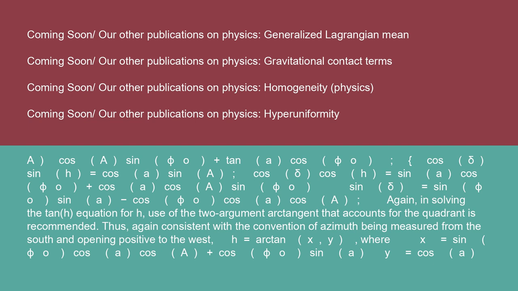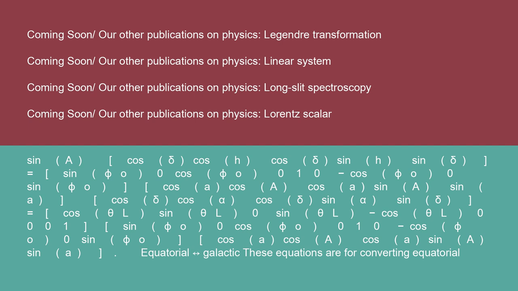Again, in solving the tan H equation for H, use of the two-argument arctangent that accounts for the quadrant is recommended. Thus, again consistent with the convention of azimuth being measured from the south and opening positive to the west, H = arctan(x, y), where x = sin φ₀ cos a cos A + cos φ₀ sin a and y = cos a sin A. In matrix form, (cos δ cos h, cos δ sin h, sin δ) equals the rotation matrices involving φ₀ and θ_L applied to (cos a cos A, cos a sin A, sin a).